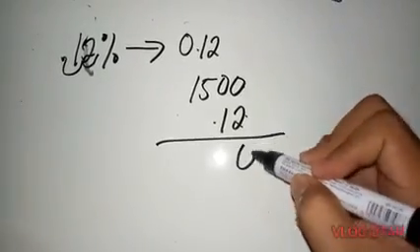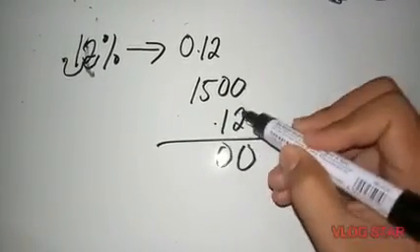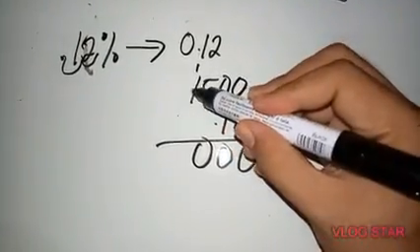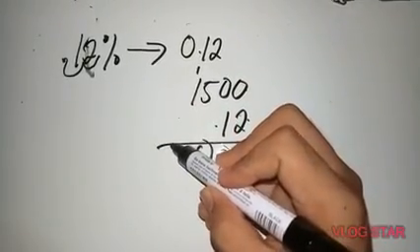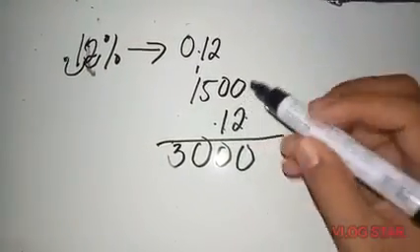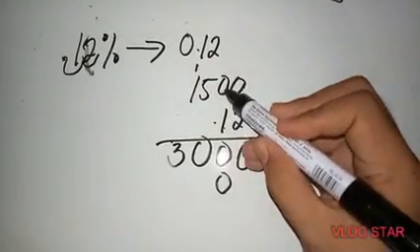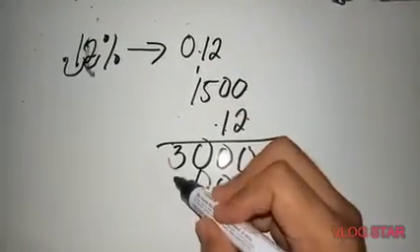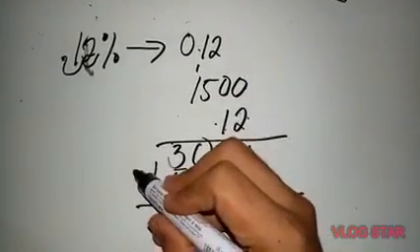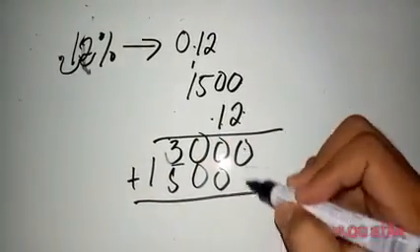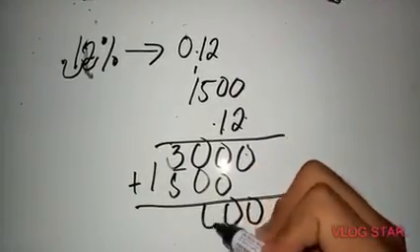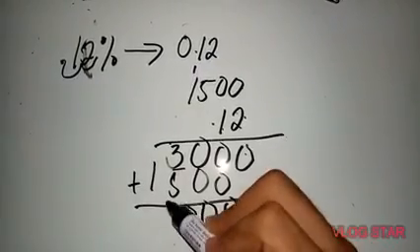2 times 0 is 0, 2 times 0, 0, 2 times 5, 10, 2 times 1, 2 plus 1, the answer is 3. Next is 1. 1 times 0 is 0, 1 times 0, 0, 1 times 5 is 5, then 1 times 1 is 1. Then after that, add 0, bring down 0, 0 plus 0 is 0, 0 plus 0, 0, 3 plus 5 is 8, then 1.